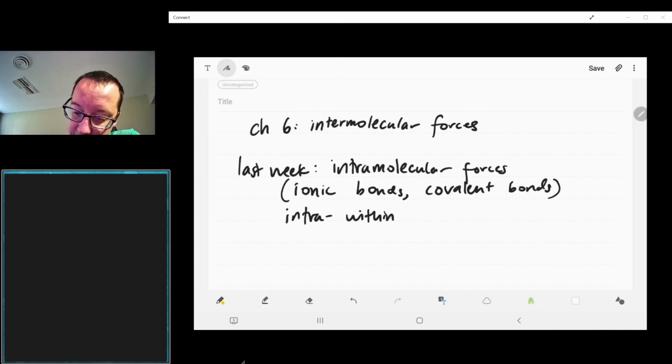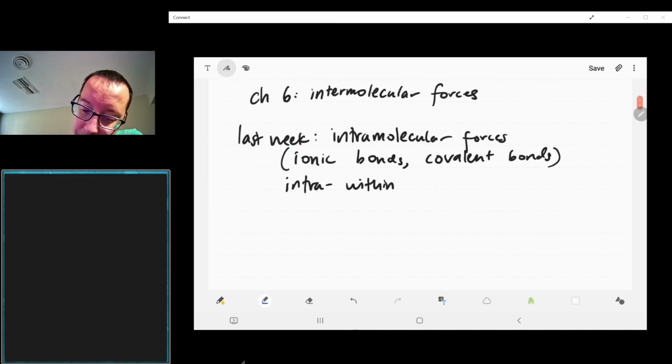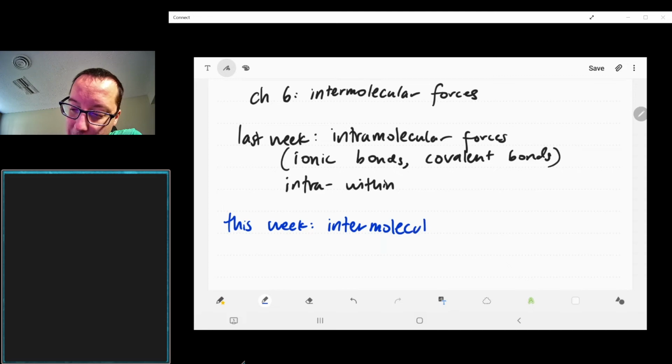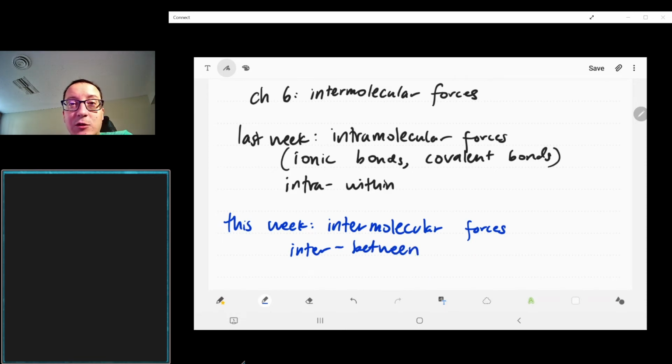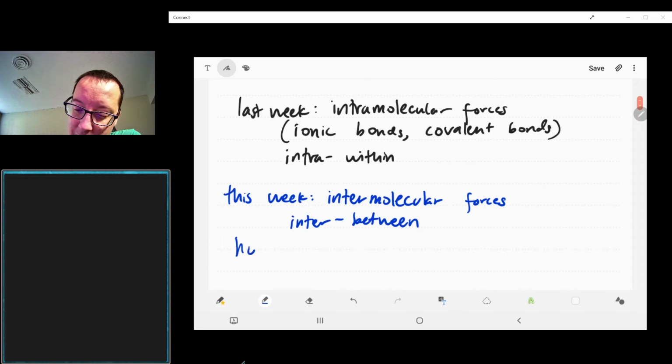Now, this week, or rather, this couple of days, we're going to talk about intermolecular forces. And inter means between. So we're going to be now looking at what happens when multiple molecules are interacting together. So we're going to see how do molecules interact.